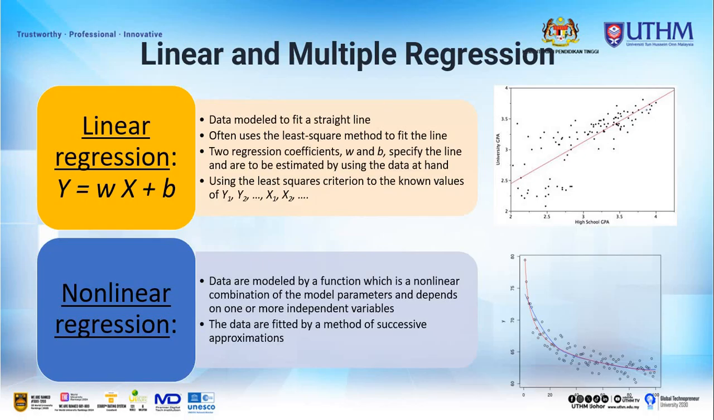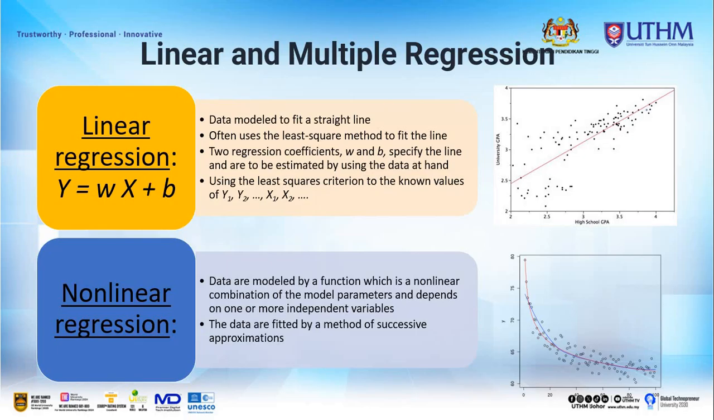The x-axis represents the high school GPA, and the y-axis represents the university GPA. So x is high school, y is university. The red line is the best fit line obtained using the least square method. In order to obtain the best fitted line, we use the least square method.